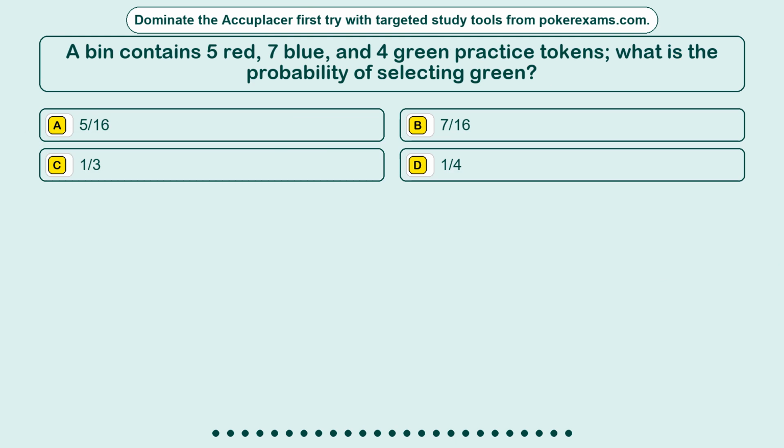Question 10. A bin contains 5 red, 7 blue, and 4 green practice tokens. What is the probability of selecting green? Option A, 5/16. Option B, 7/16. Option C, 1/3. Option D, 1/4.